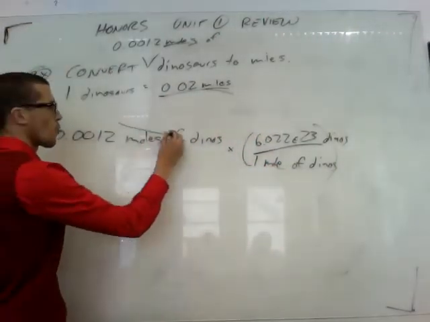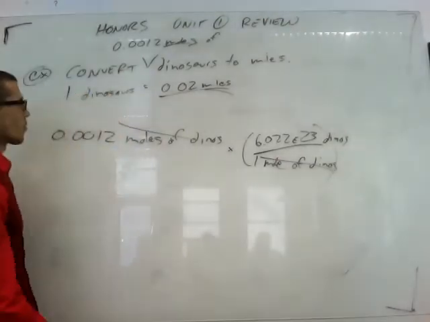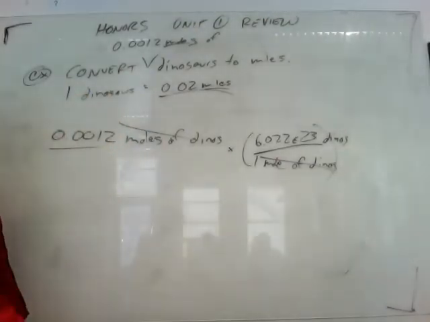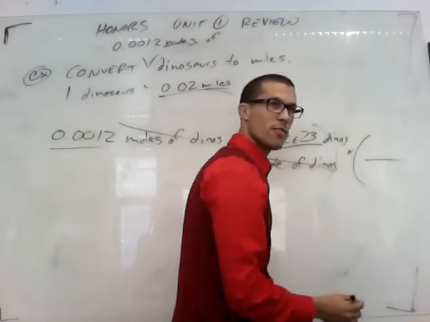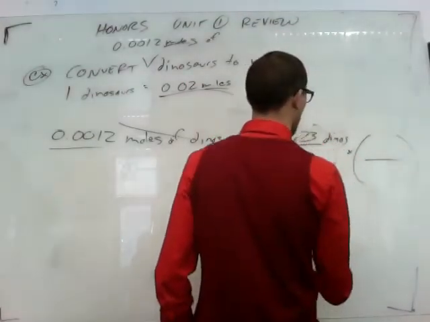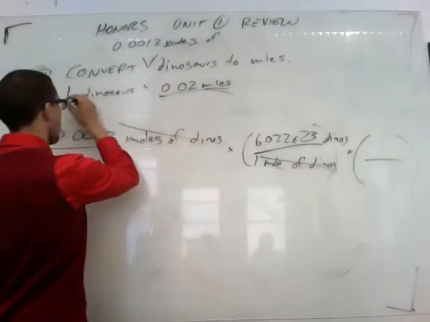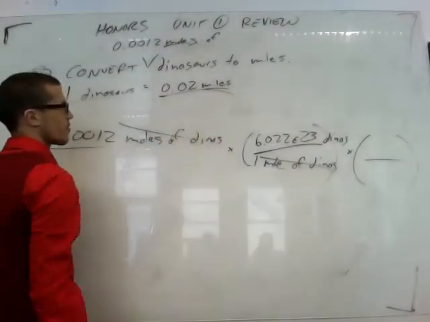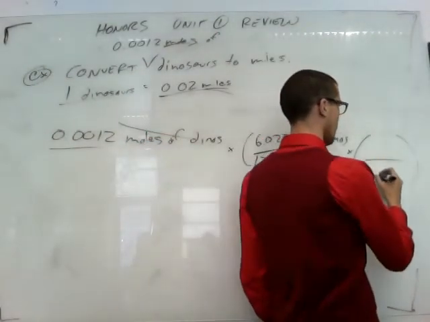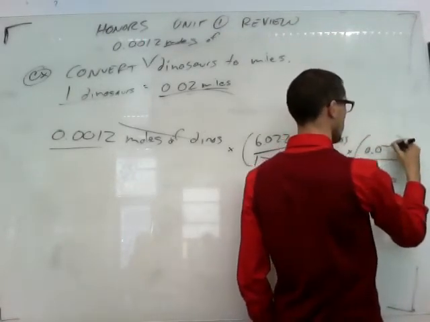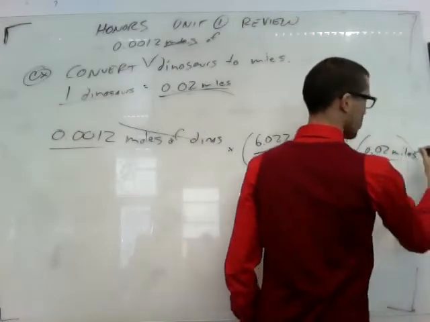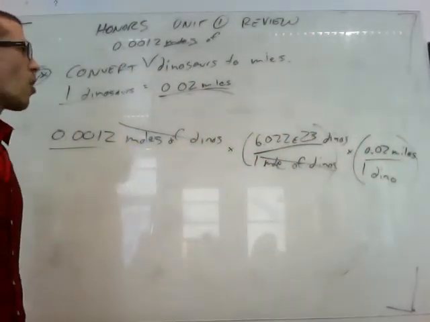So that's where we use the 0.02. Now we've got dinos, and we know that 1 dino is that many miles. So put 1 dino at the bottom, and bingo. And we put 0.02 miles on the top.